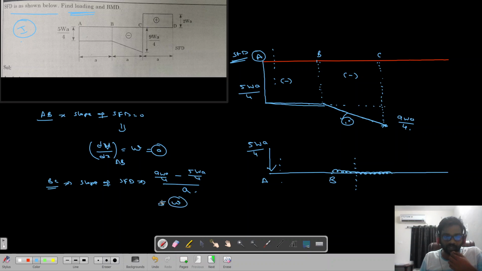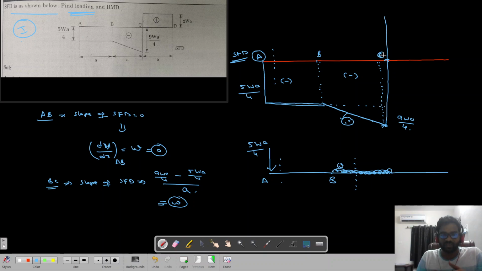That is W you are getting. So the load intensity is nothing but W. In which direction is it acting? Negative, in the downward direction. Downward direction in the sense it will give you negative shear force. Okay. So after that, what is happening? There is a sudden rise in the shear force diagram at point C.